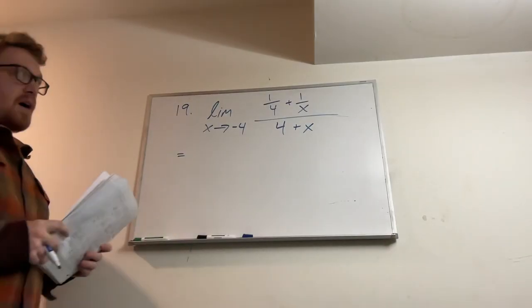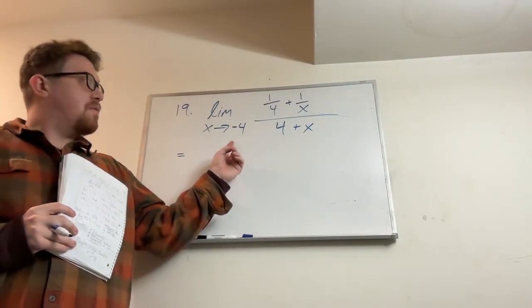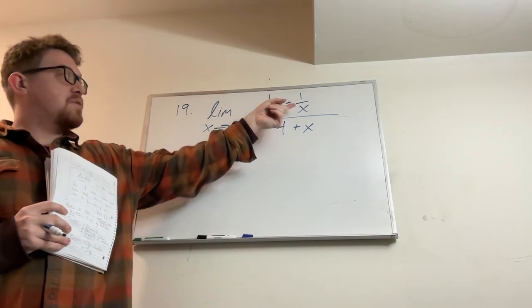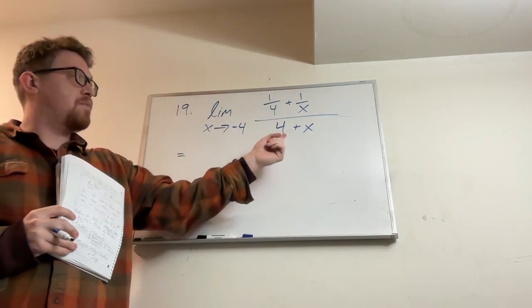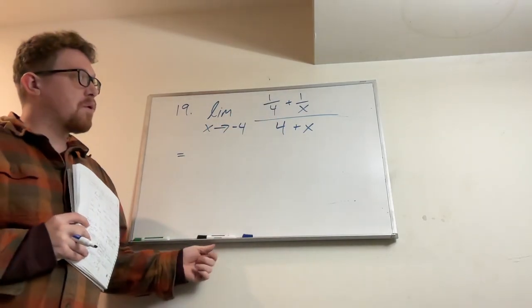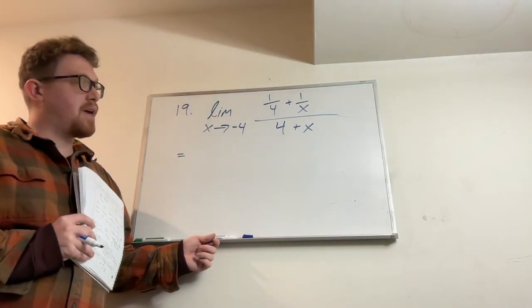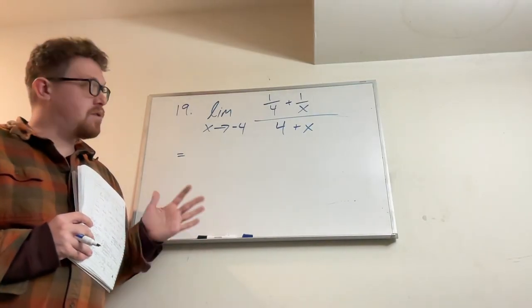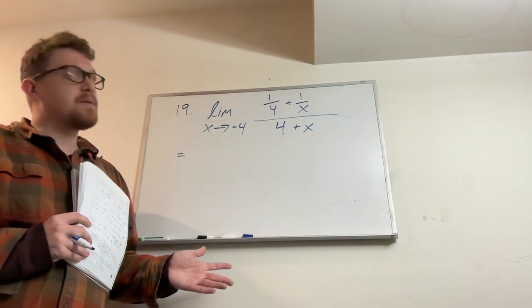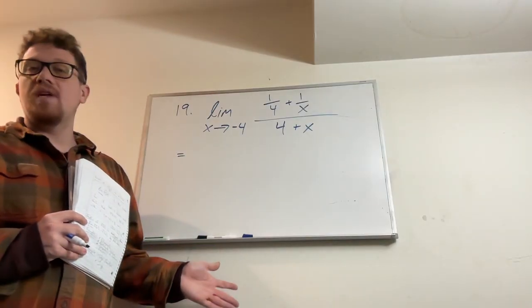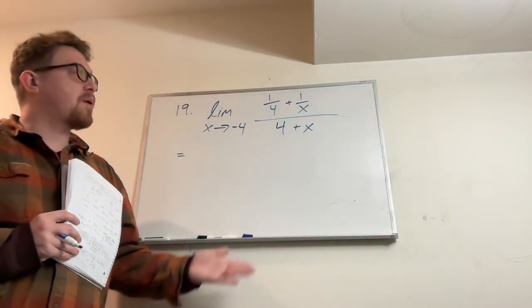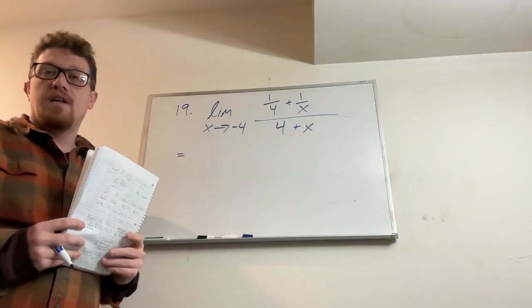And then again, you'll notice that if you plug in -4 on the top, you get 1/4 minus 1/4, which is 0. And if you plug in -4 on the bottom, you get 4 plus -4, which is 0. Again, we have 0 over 0. So it's a similar type of problem. 0 over 0 means the limit might exist, it might not exist, but we have to do some sort of simplification here.